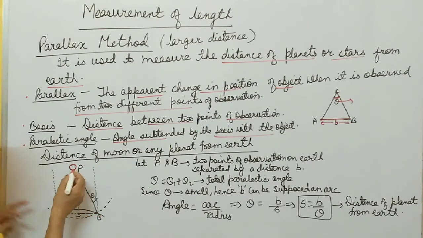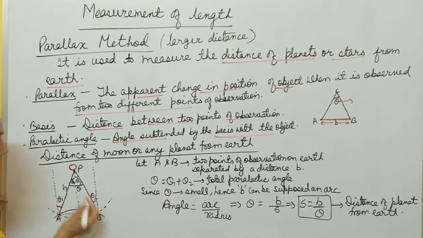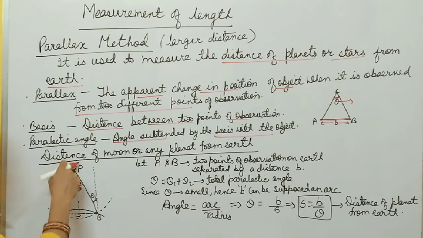When you observe this planet from point A, it makes parallactic angle theta 1. When you observe this object or planet from point B, the parallactic angle is theta 2. So if this one is theta 1, this angle is also theta 1. If this one is theta 2, this angle is also theta 2. So in total, theta 1 plus theta 2 is theta. This is the total parallactic angle made by this basis with this object, or let's say planet.